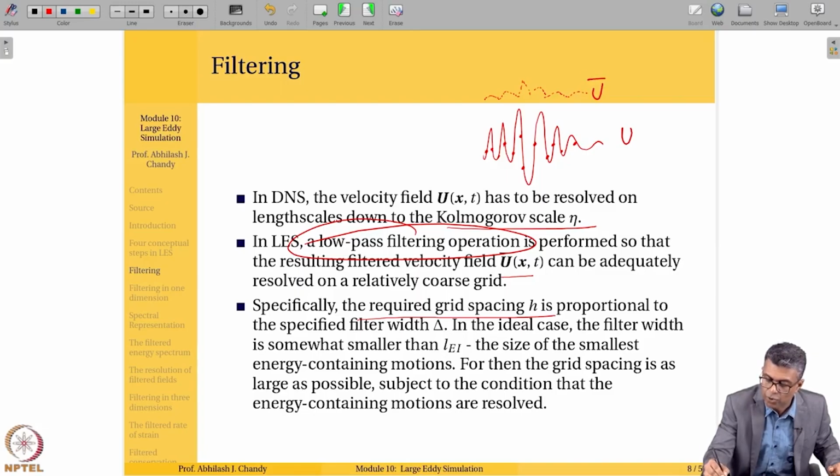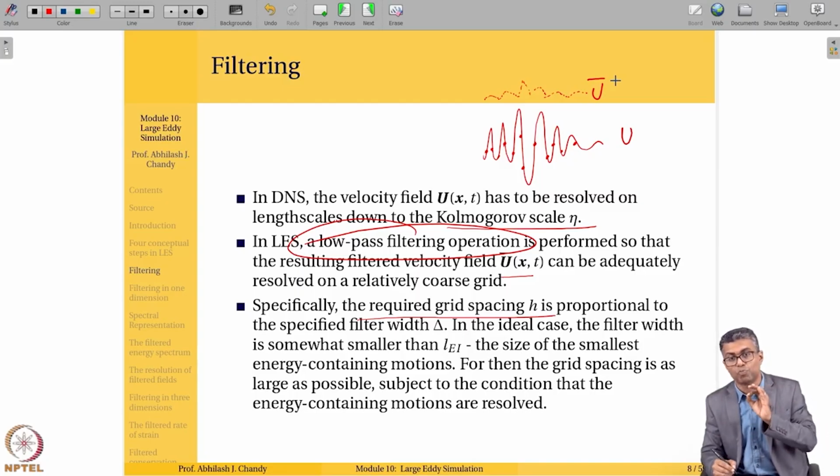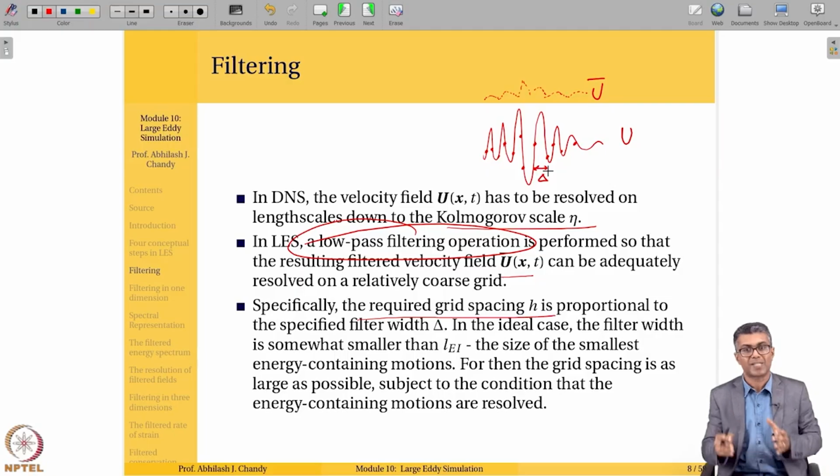So this is your U bar. Are you understanding what I'm saying? I've gotten something that is actually much smoother than my U. Alright, so this right here is your filter width, because anything inside that filter width is neglected. You're not seeing it, you're blind to that. You're seeing everything only on the edges. So that is what I mean by filter width.